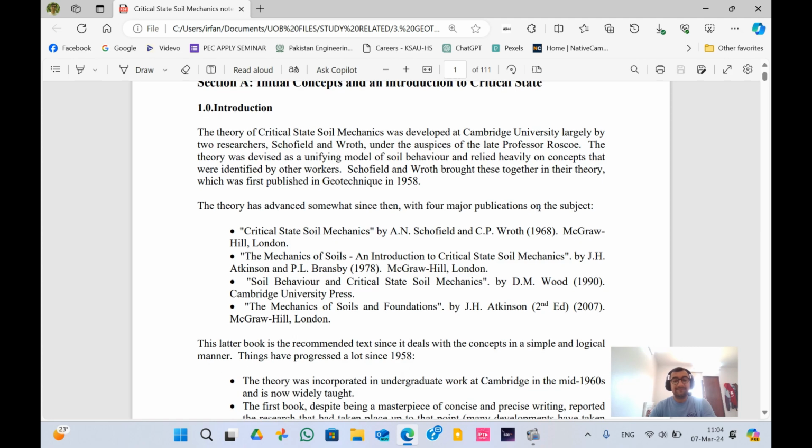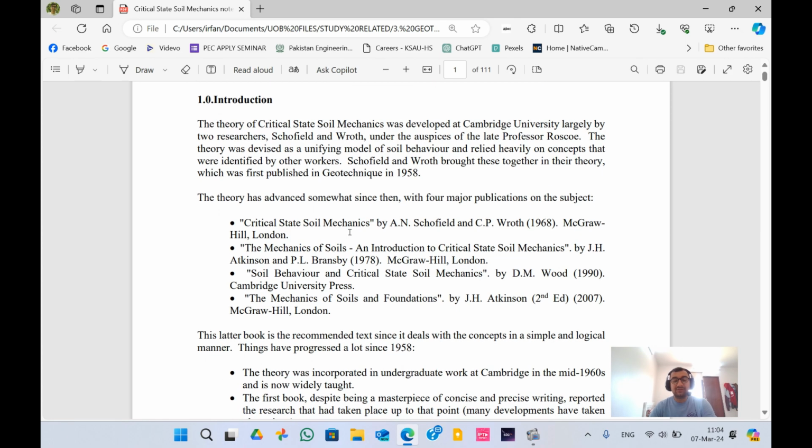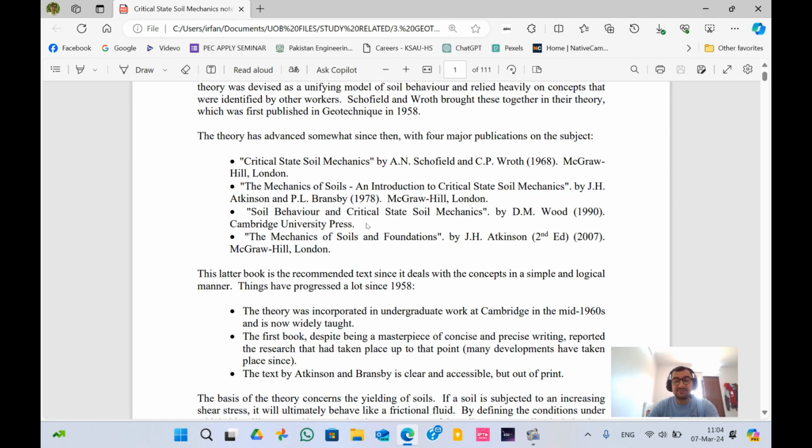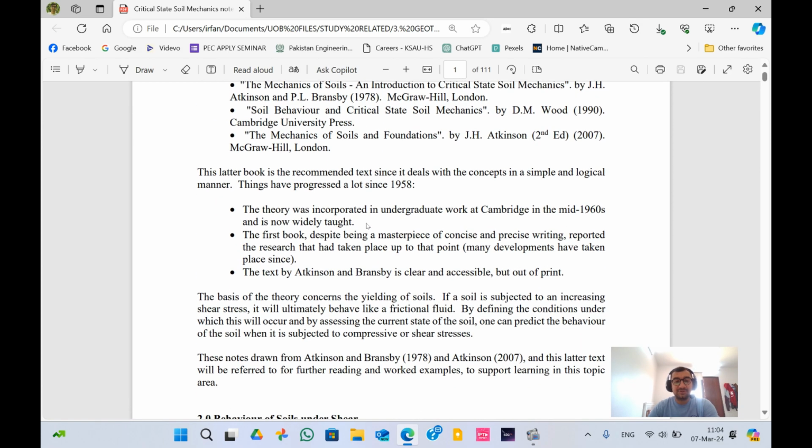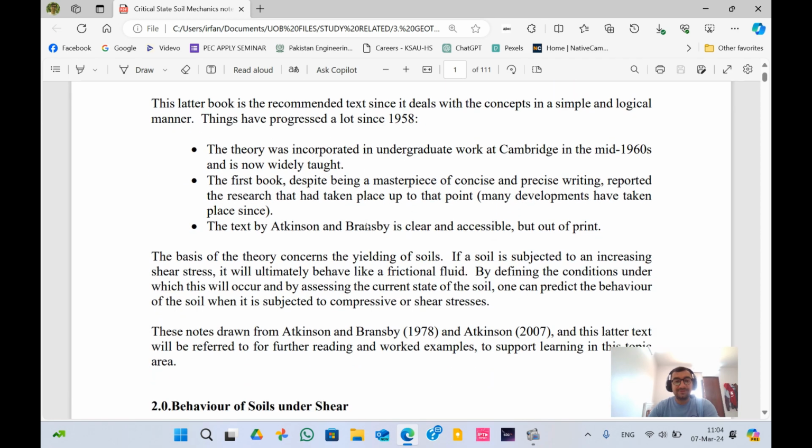The theory was devised as a unifying model of soil behavior and relied heavily on concepts that were identified by other workers. So this is some of the history, and these are some of the books that you can go through if you want, but we will just move forward.